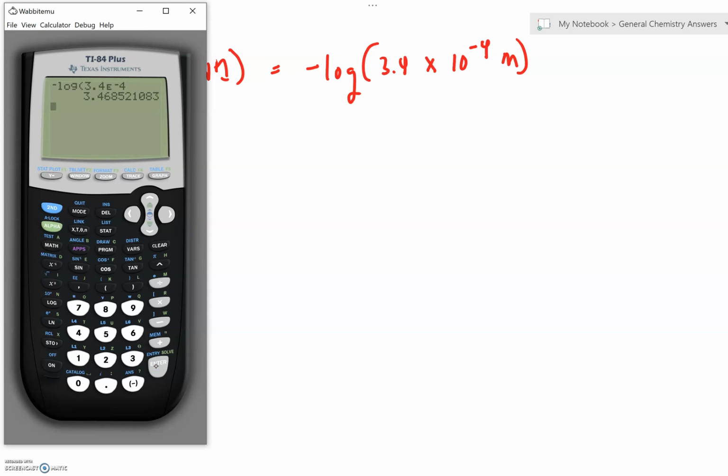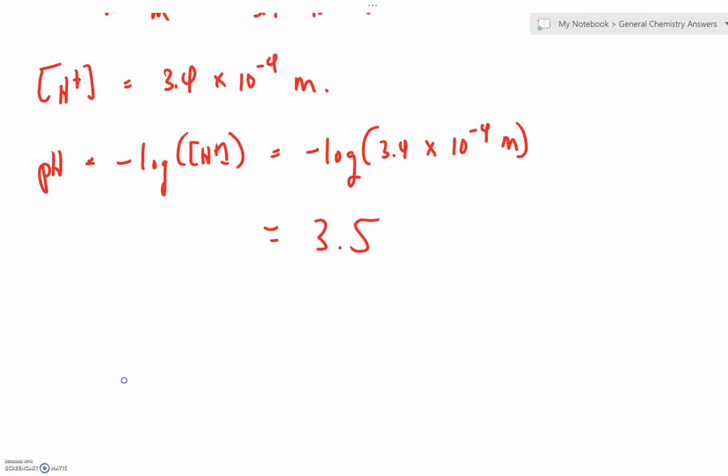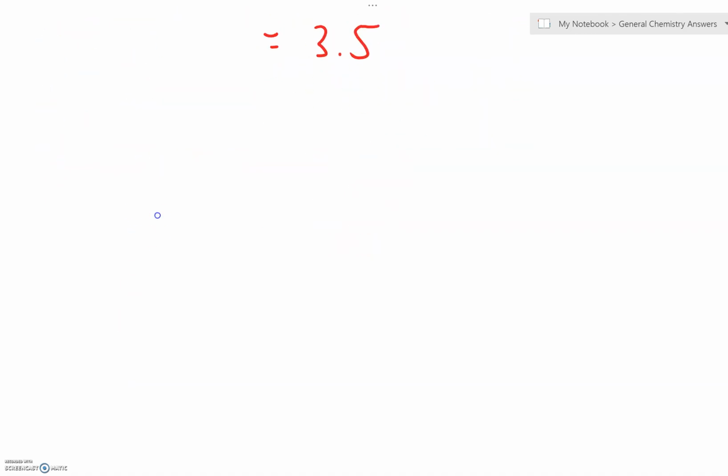You could round that to 3.47. Heck, you could even write it as 3.5, which follows dead in line with what we expect: acids should have a pH of less than 7. Let's do one with a base.